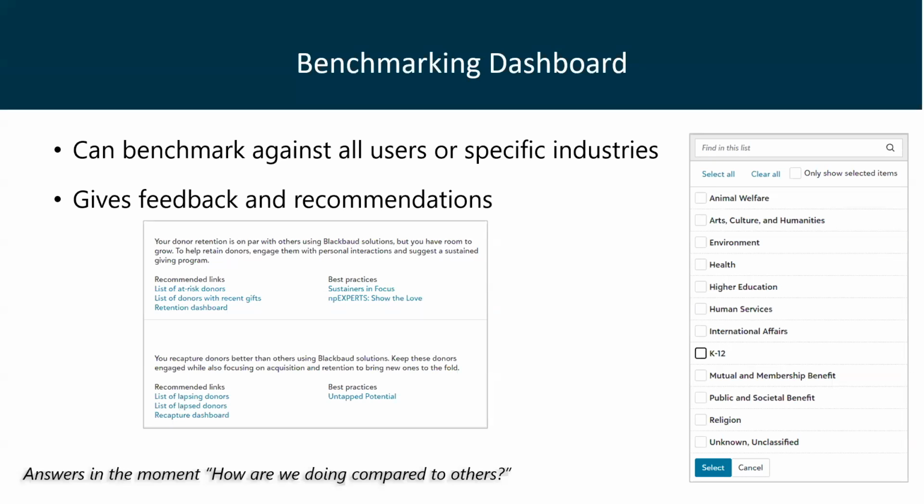So it gives feedback and recommendations. It looks at things like retention and recapture. You can see here from the screenshot, not only does it tell you how you're doing, but it also recommends some links. It'll send you to a retention dashboard, it'll send you to a list of at-risk donors, and can give you some best practice information. So I love this. I think that this is very, very cool. And this really answers, in the moment, how are we doing compared to others?